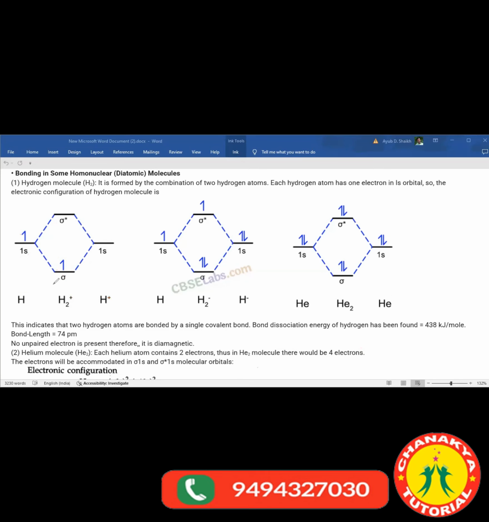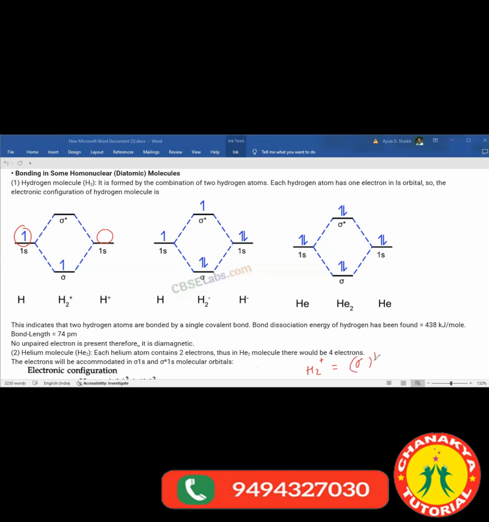H2 plus ion, not H plus ion, it will be H2 plus ion. It has two atoms, but one of the hydrogen atoms doesn't contain any electron because it's an H plus ion. So one hydrogen has the electron, another hydrogen doesn't have the electron. Only one electron would be in the sigma. So what would the electronic configuration of H2 plus be?